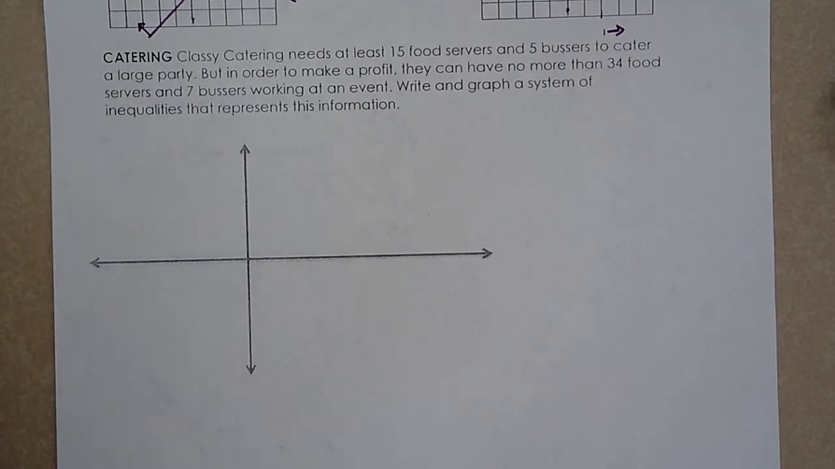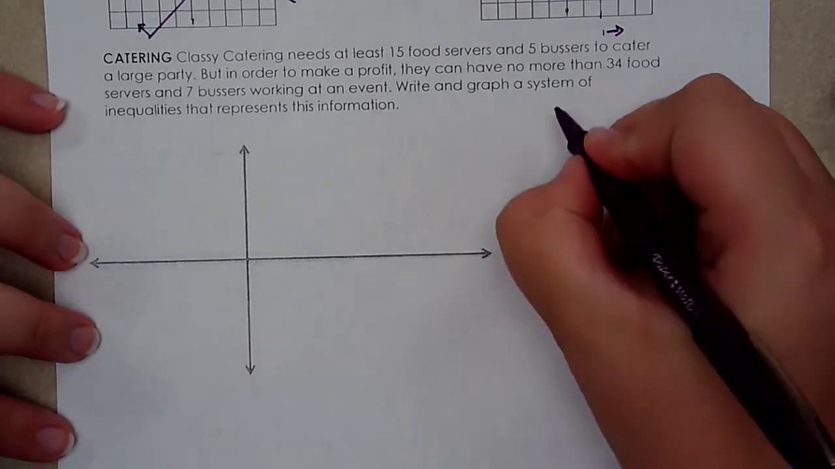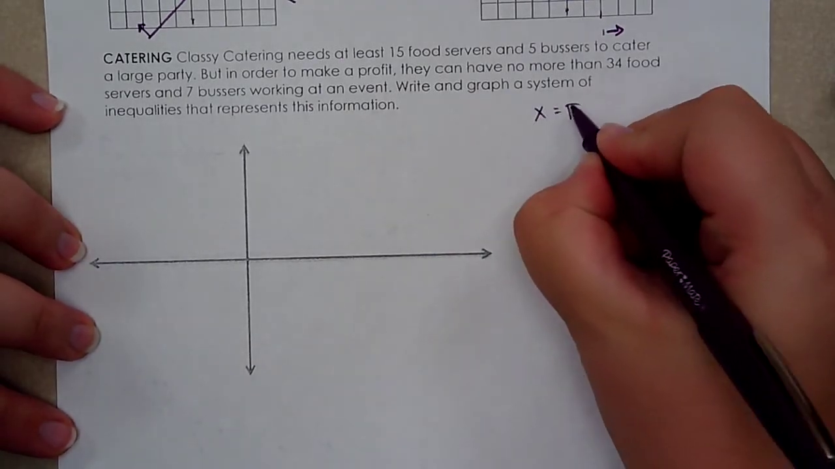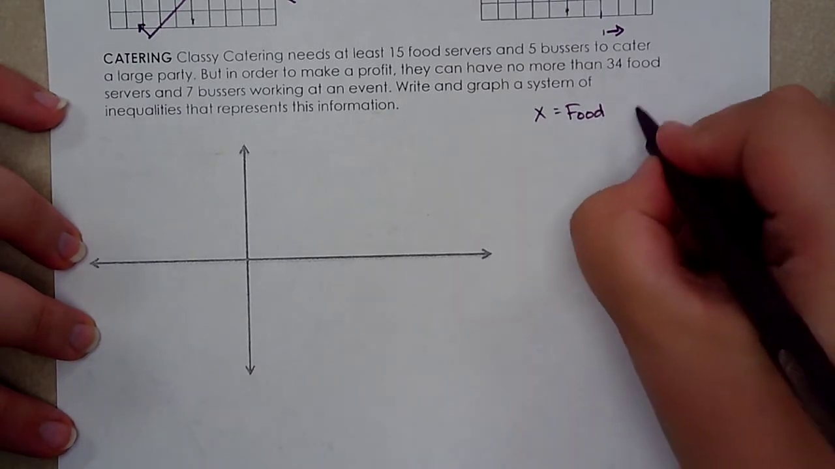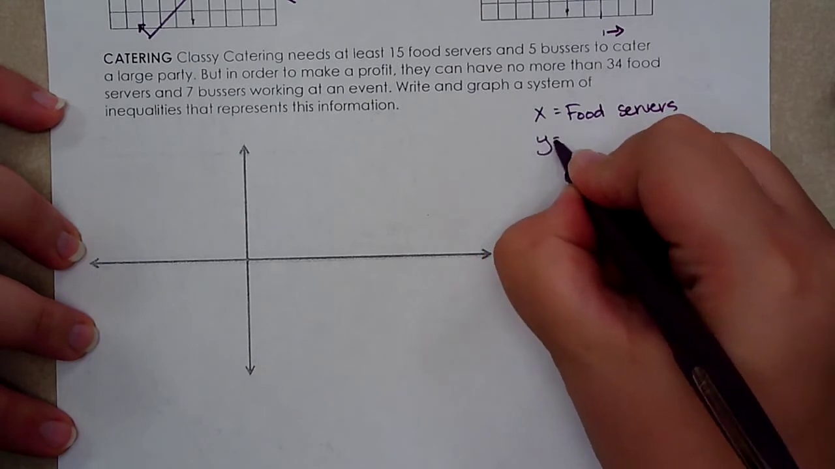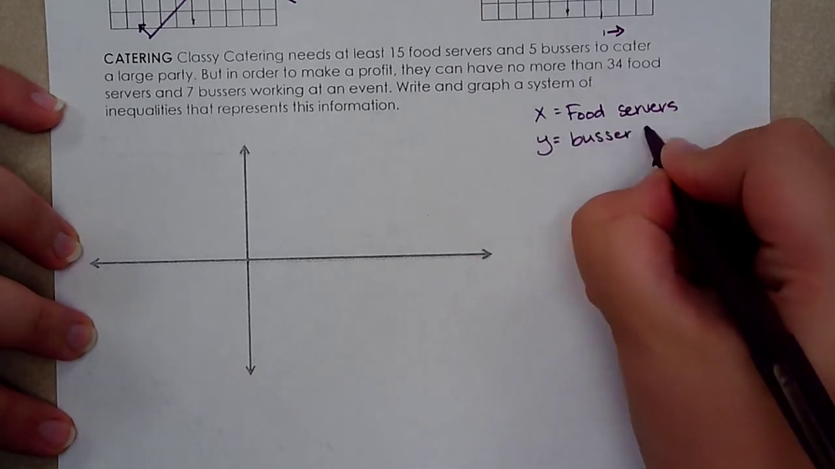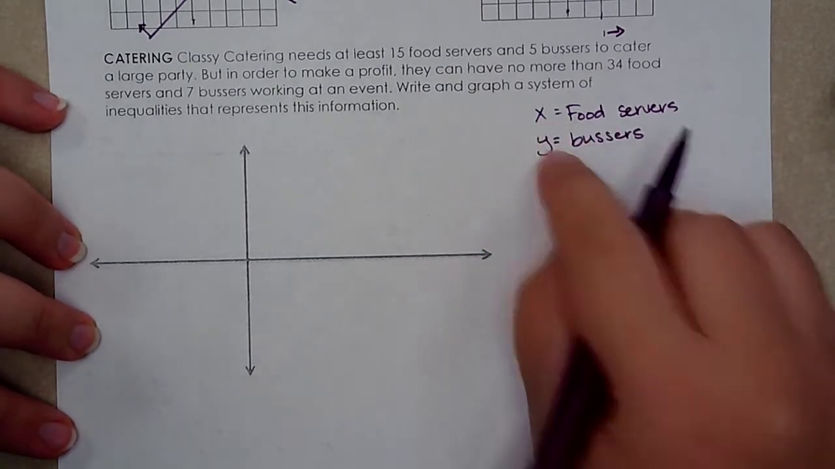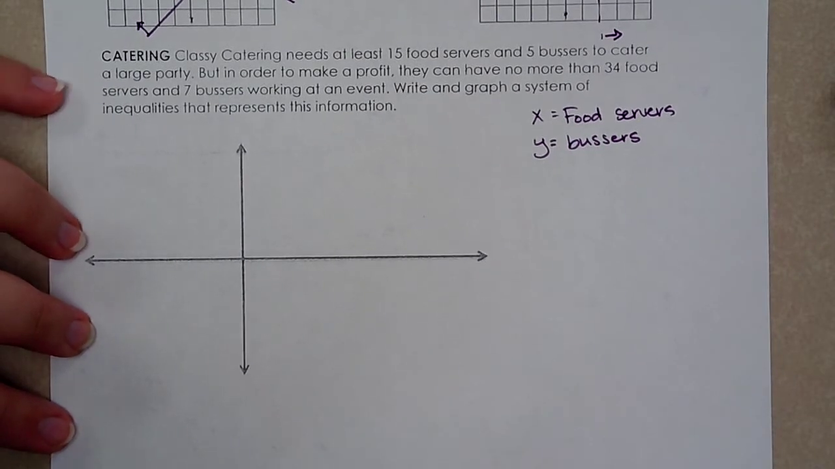Classy catering needs at least 15 food servers and 5 bussers to cater a large party. But in order to make a profit, they can have no more than 34 food servers and 7 bussers working at an event. Write and graph a system of inequalities that represents this information. Well, as we do, let's go ahead and assign some variables. X is going to be our food servers. Y is going to be our bussers. And notice we had a max and a min for each of these. So let's just go ahead and write our inequalities.